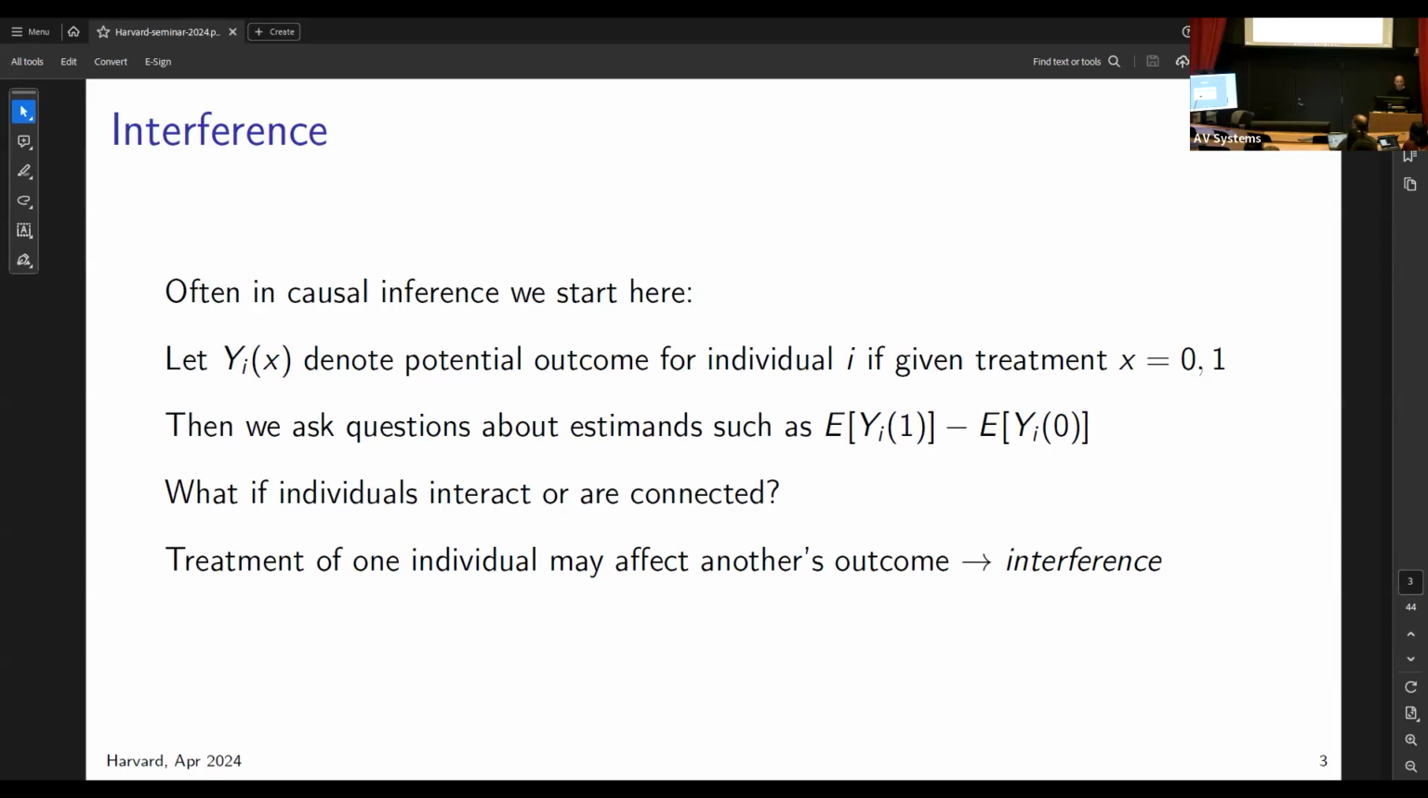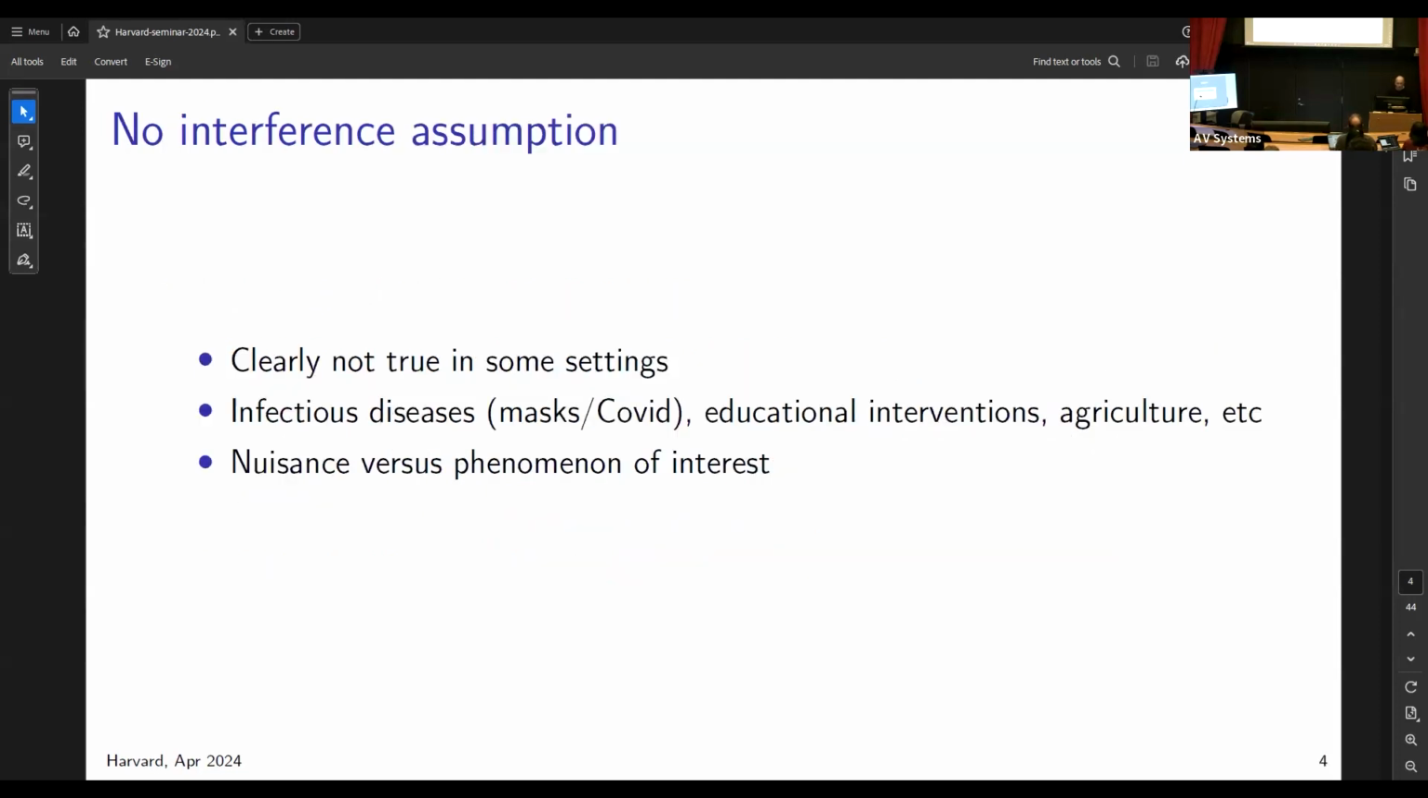But what if individuals interact or are connected in some sort of way? And in particular, what happens if the treatment of one individual potentially affects the outcome of another individual? How do we extend classic causal methods to deal with that problem? And that's what some people refer to as interference, that whether or not I'm vaccinated might affect the outcome of somebody else, including my partner. Most causal inference methods assume no interference, but it's clearly not true in some settings.